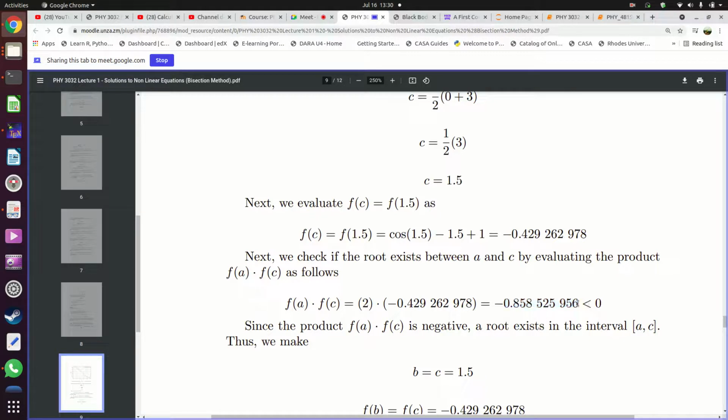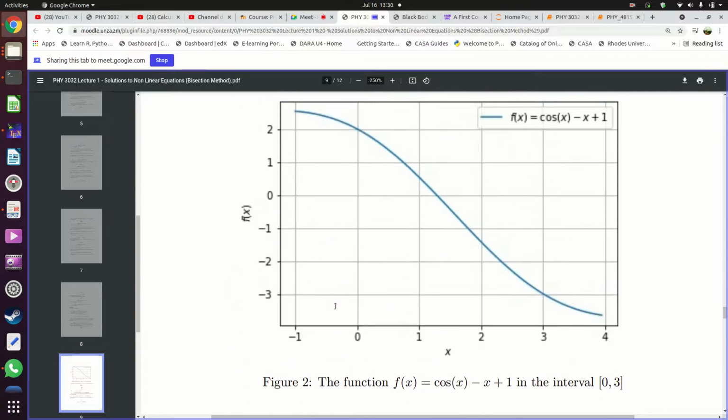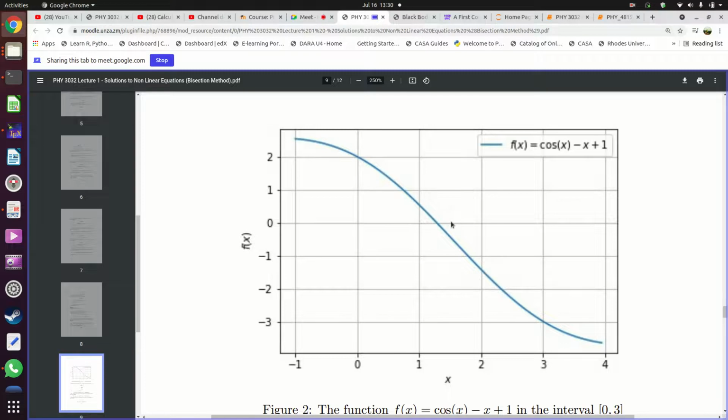So this product being negative shows that there is an answer, or there is a root, which exists between A and C. Are we clear? Between A and C. A is equal to 0, C is 1.5, which is this side. But between C and B, there's nothing. If f of A times f of C is negative, it means there's no answer between C and B. Is that clear? Yes, sir.